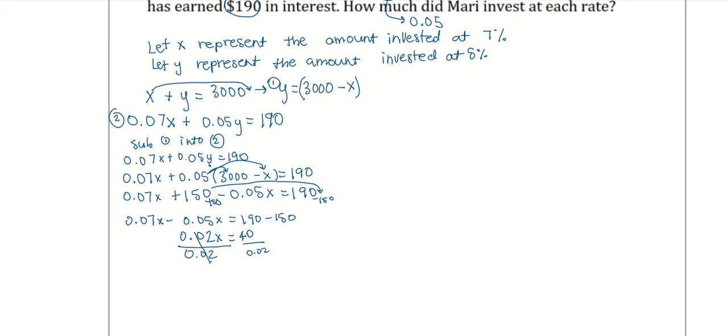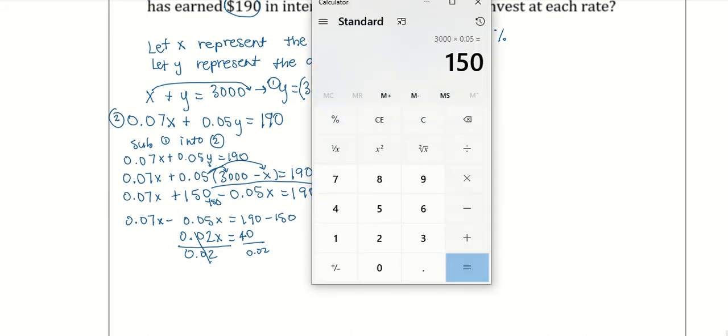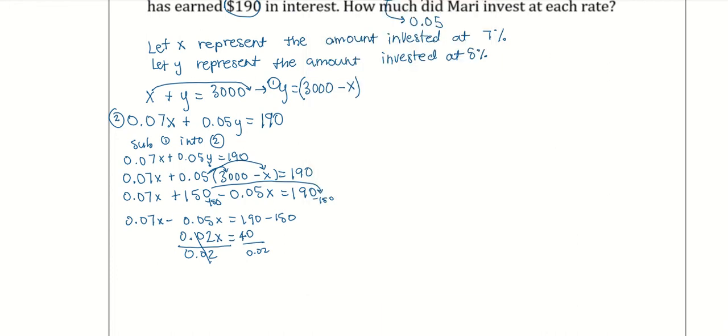Okay, and we can pull up that calculator again. Say 40 divided by 0.02. Okay, we've got 2,000. So x equals 2,000. Okay, so that's the amount that was invested into the 7% account.